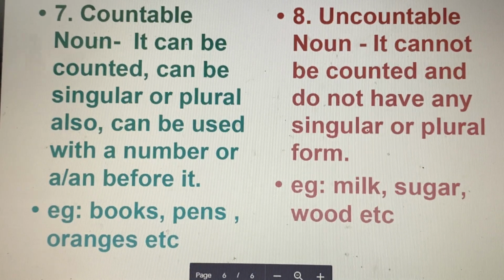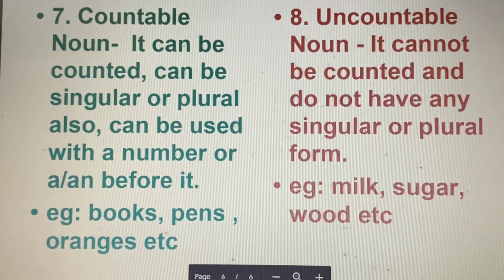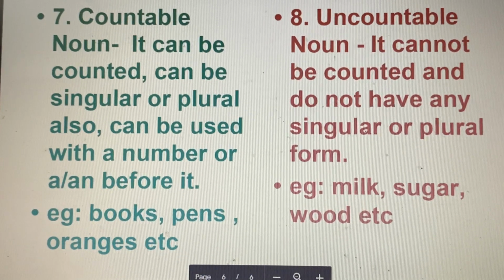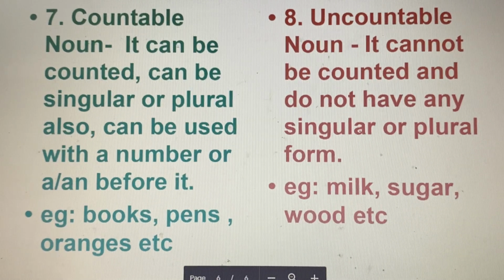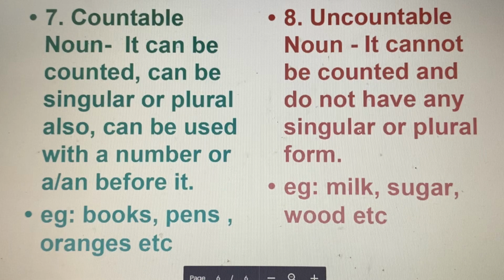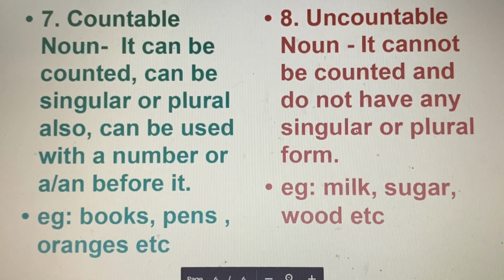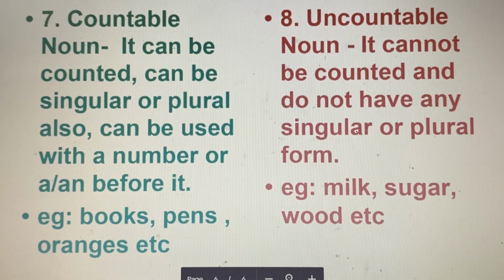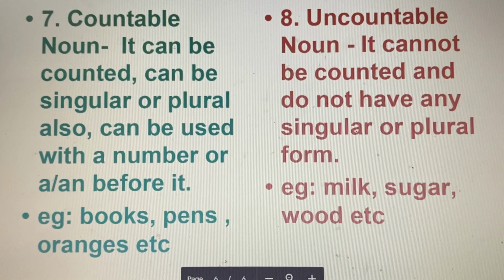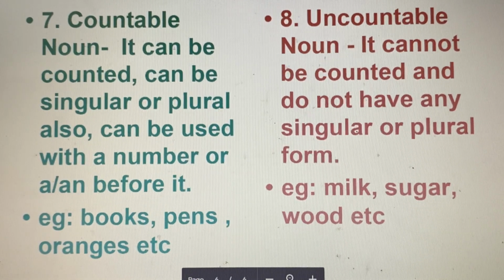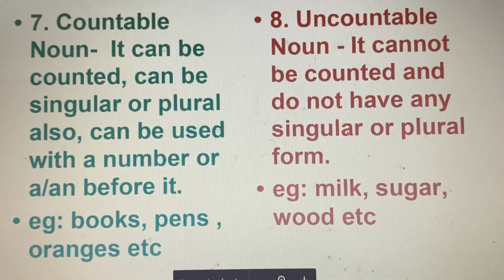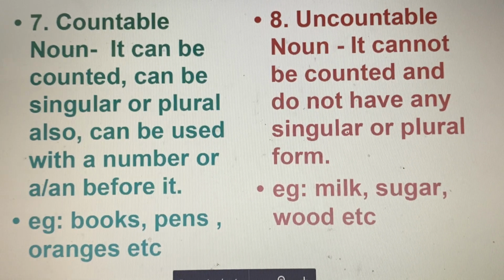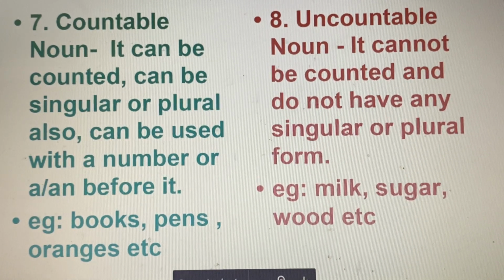So we have already done the 8 types of noun. But here one more noun is also there, known as a material noun. I have not explained it in this, but I am telling you orally what a material noun is. A material noun is the name of a material or substance out of which things are made. Example: gold, iron, cotton, plastic, etc. So we have talked about the different types of noun today. I hope you all have understood different types of nouns.